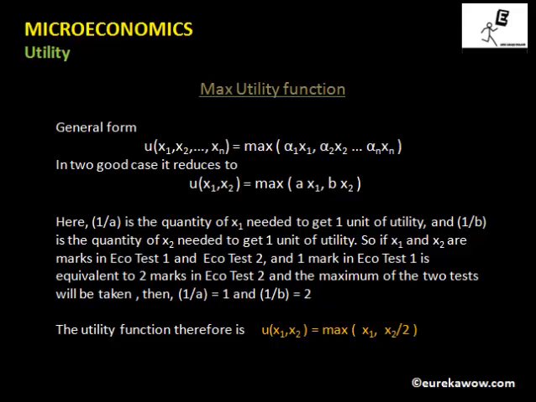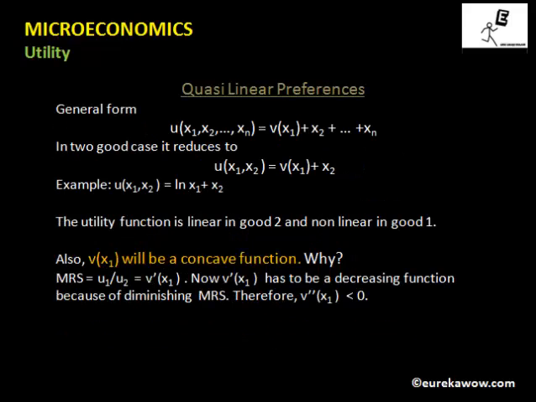Now let's talk about the last case, the case of quasilinear preferences. In the case of quasilinear preferences, the general form of the utility function is u(x1, x2, ..., xn) = v(x1) + x2 + ... + xn. Now let's look into the two good case. It's v(x1) + x2. The thing about quasilinear utility functions is that they are linear in one of the goods and non-linear in the other good. So in this example, u(x1, x2) = v(x1) + x2, the utility function is linear in good 2 and non-linear in good 1.